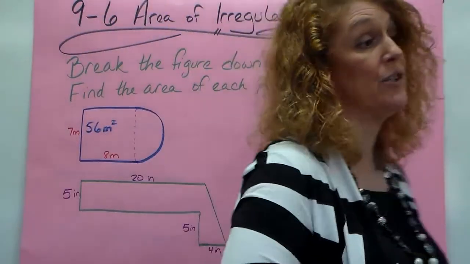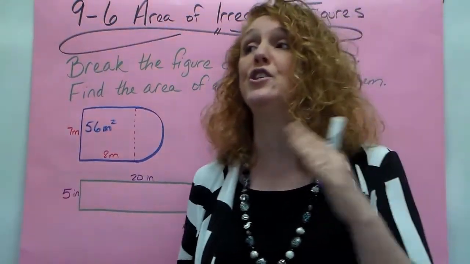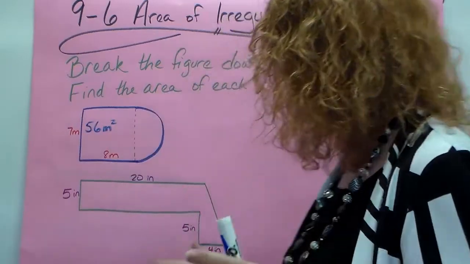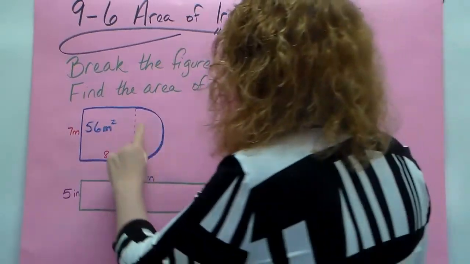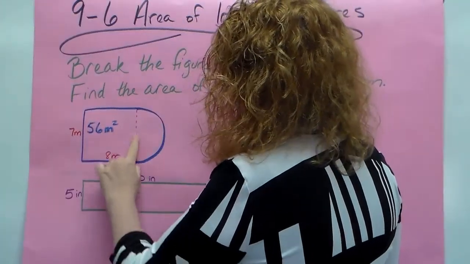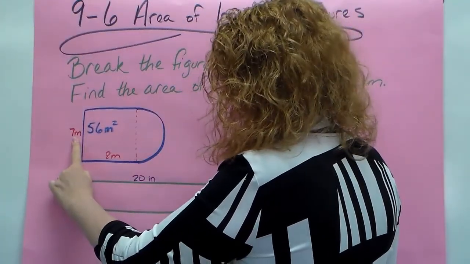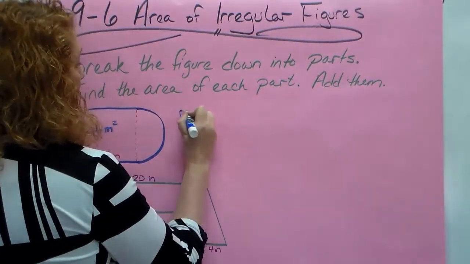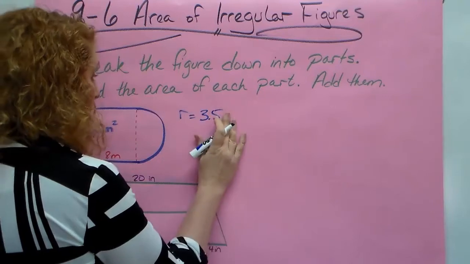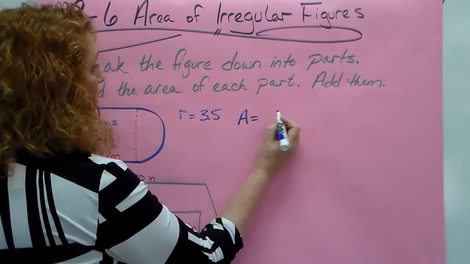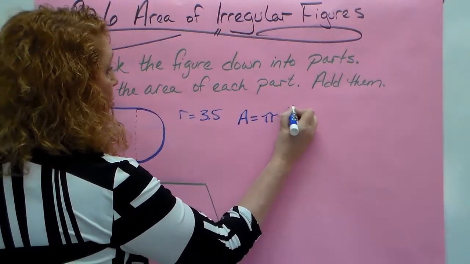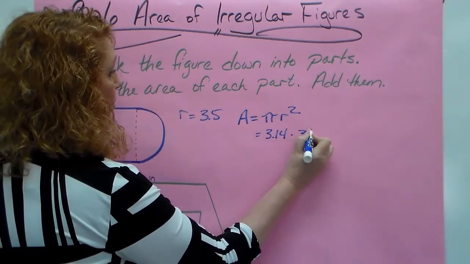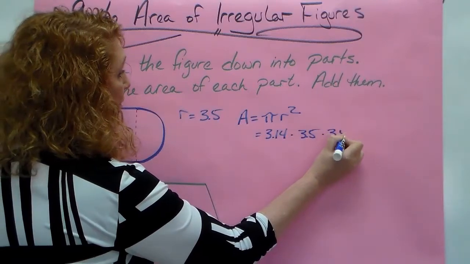This is my circle. Now, it's only half a circle, so when I do all of the math for the circle, I'm going to have to cut it in half at the end. I know that my circle has a diameter of 7. That means it's got a radius of 3.5. So, my area of the circle is pi r squared, which is 3.14 times 3.5 times 3.5.